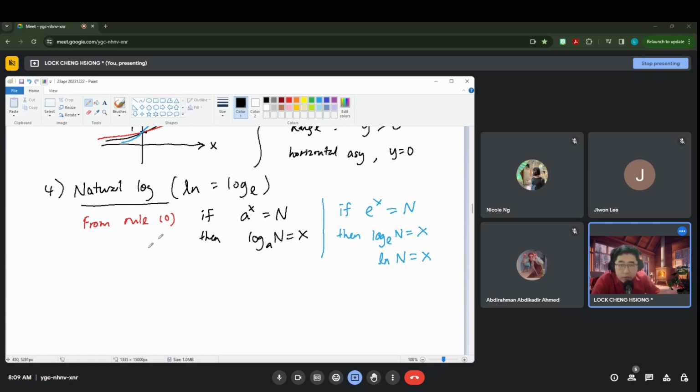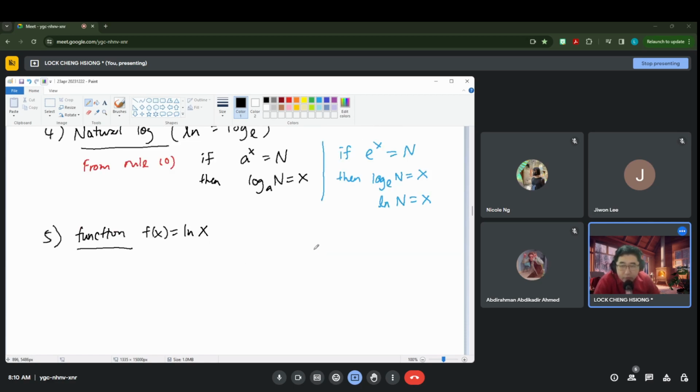Number 5. The function f(x) equals ln x, because they are inverse functions of each other. y equals e^x and y equals ln x are inverses of each other.